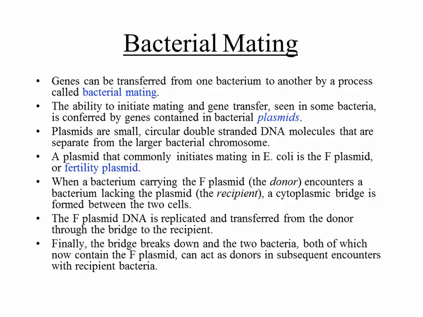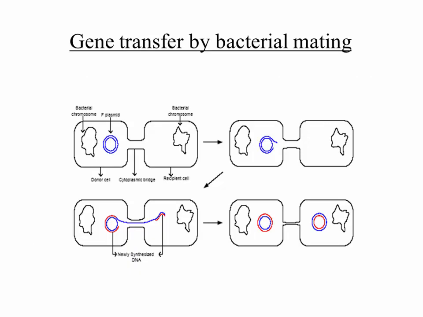And when a bacterium carrying the F plasmid, which is the donor, encounters a bacterium lacking the F plasmid, which is the recipient, a cytoplasmic bridge is formed between the two cells. And I'll show that to you in a moment in a picture. The F plasmid DNA is replicated, and then it is transferred from the donor through the bridge to the recipient. And finally, the bridge breaks down, and the two bacteria, both of which now contain the F plasmid, can act as donors in subsequent encounters with recipient bacteria. And I think this is best explained in the following diagram.